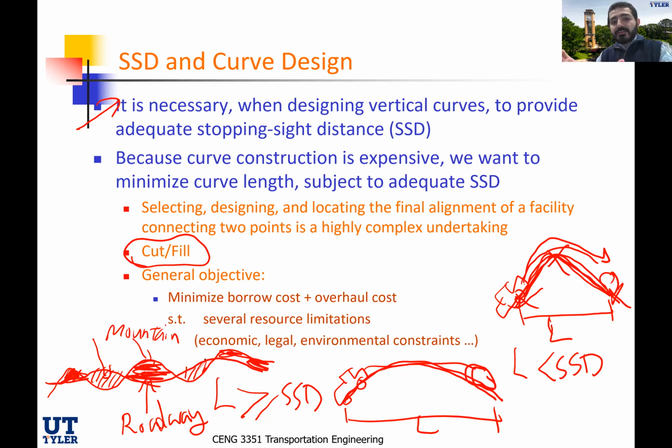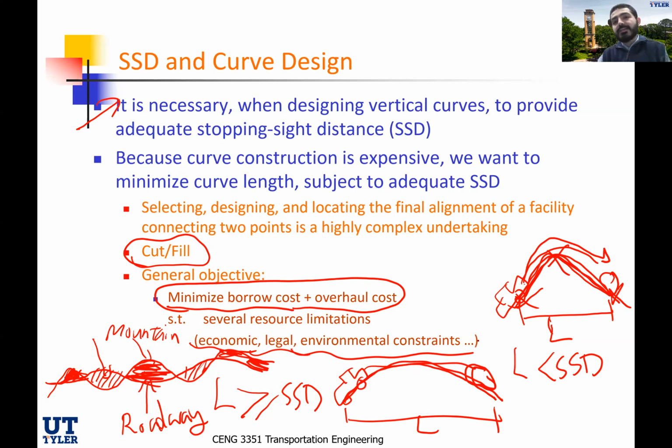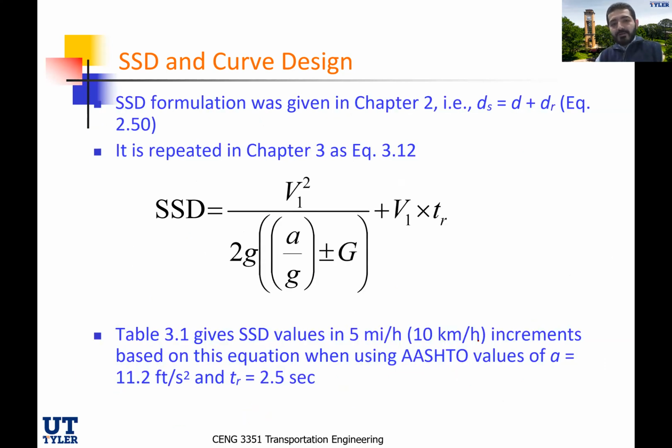So the general objective here, we need to minimize the borrow cost as well as the overall cost. This is very important. But again, sometimes we end up with resource limitations, again economical or legal or environmental constraints. So all of these have to be considered, while of course on the top of the list is safety and how can we maintain enough sight distance for every location.